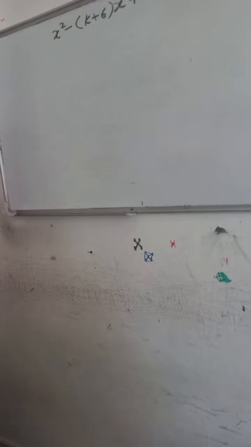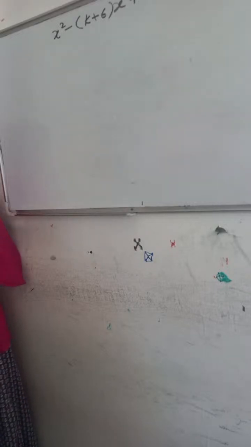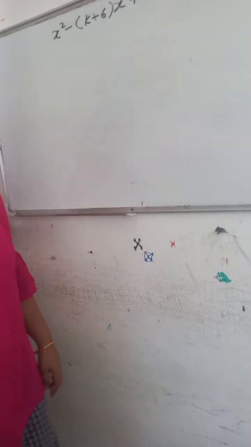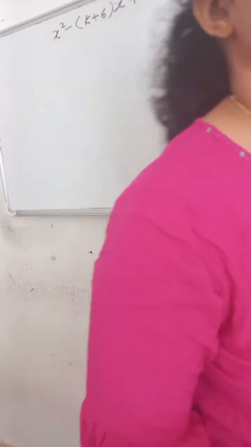Solve this. It has a sum of its zeros equal to half of their product. Sum of zeros is equal to half of their product. Okay? Find out. Sum of zeros equal to half of their product. Find out.